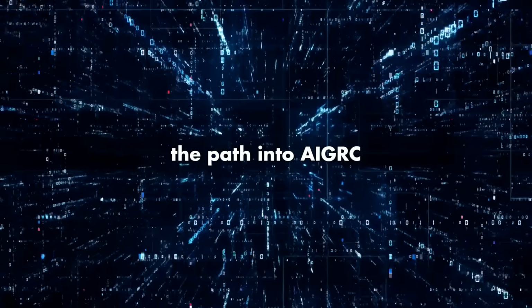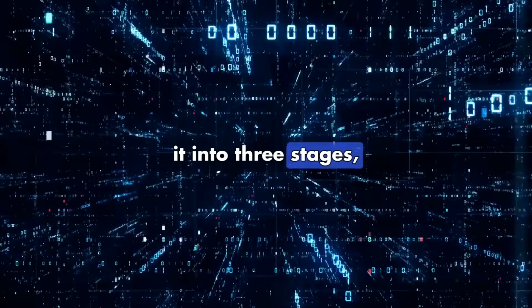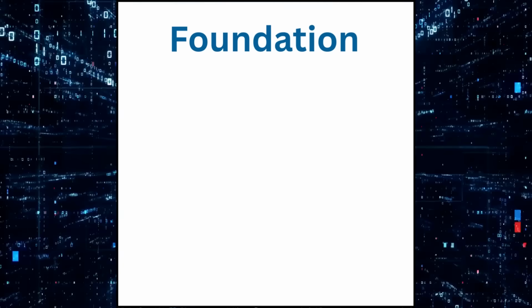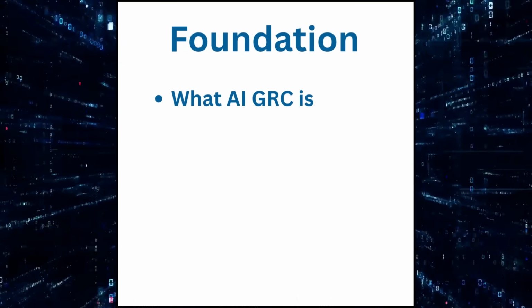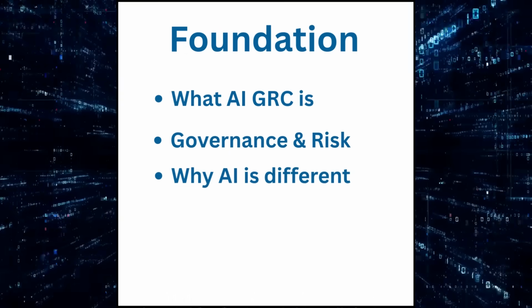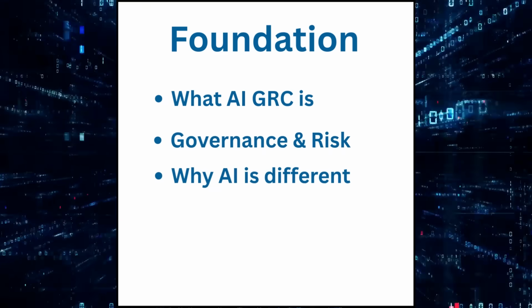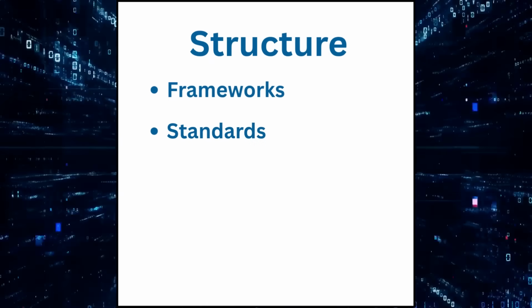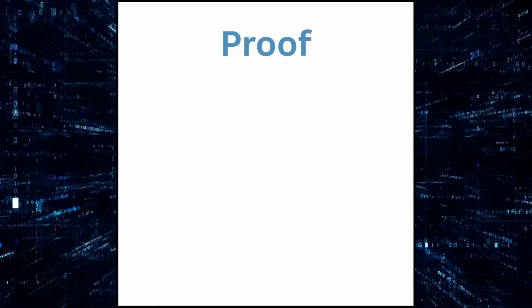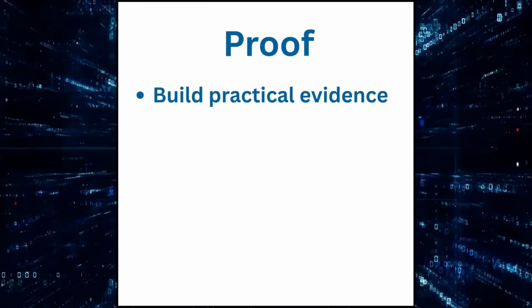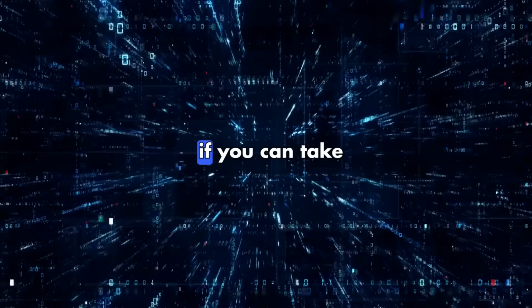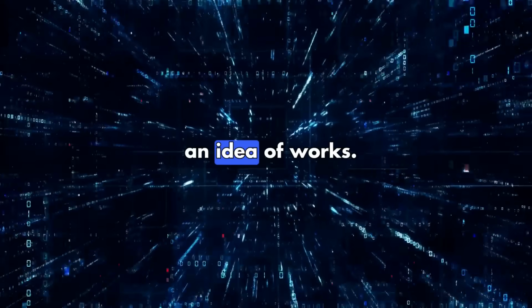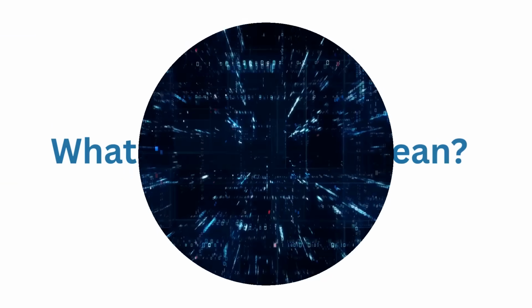The easiest way to think about the path into AI GRC is to break it into three stages: foundation, structure, and proof. Foundation is where you understand what AI GRC actually is, how governance and risk work, and why AI creates problems that organizations need to manage differently. The structure stage is where you start connecting that knowledge to the frameworks, standards, and regulations organizations are using. And proof is where you start showing that you know more than just the terminology. You'll know you're there if you can take an AI use case and explain how it could be managed in practice.